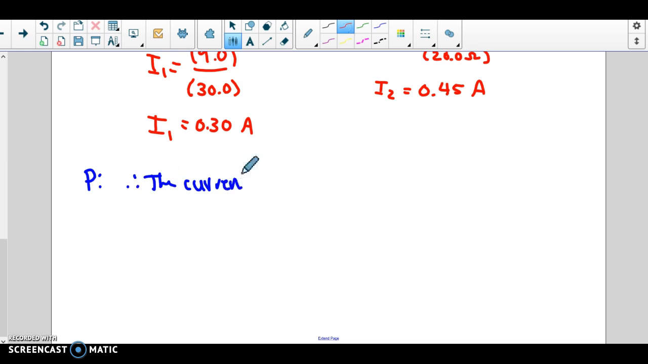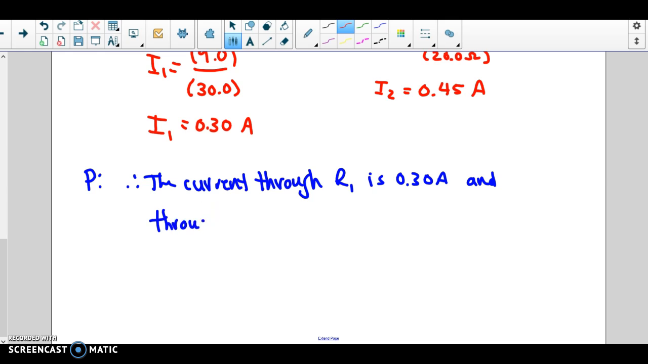Therefore, the current through R1 is 0.30 amps, and through R2, it's 0.45 amps.